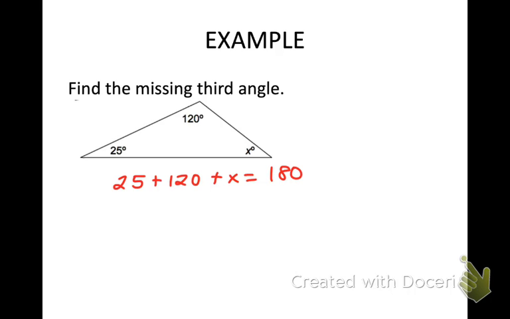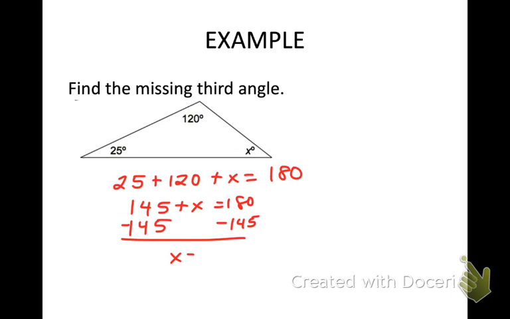So 25 plus 120 is 145, plus x is equal to 180. Subtracting 145 from both sides gets us x is equal to 35. Now, could you have gotten there by just subtracting on your calculator? Yes. But get in the habit of writing out the work, please.